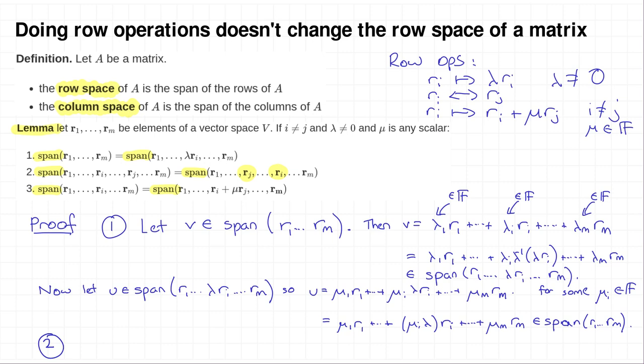For part two, this time it's really obvious, because in both cases you have the same vectors in a different order. So the reason that part two is true is simply because vector addition is always commutative. So you can simply rearrange an element of the span of the vectors on the left to see that it's also in the span of the vectors on the right.